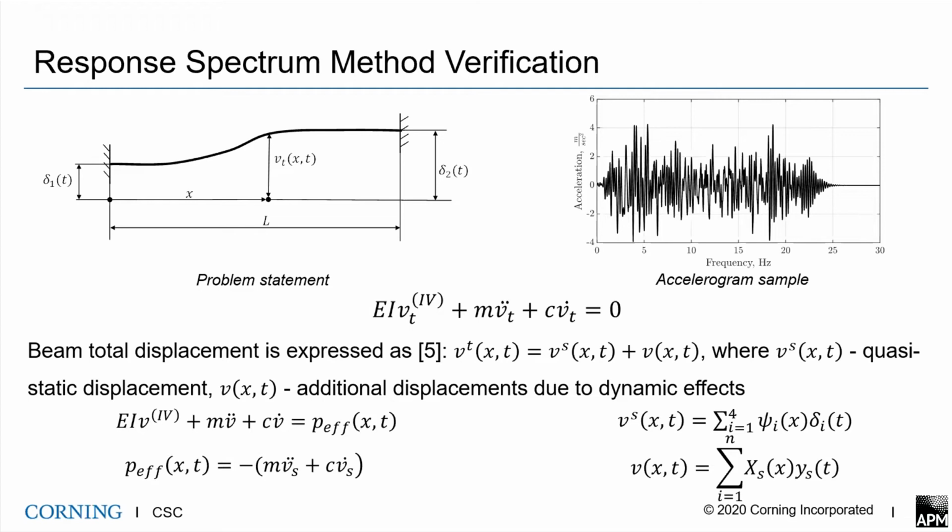Quasi-static part can be found using the series, which is on the right down on the slide, where psi y are static influence functions, which in case of uniform beam are the cubic Hermite polynomials. Dynamic part of the beam total displacement can be found using standard modal superposition procedure. So we just have to find natural modes of structure.